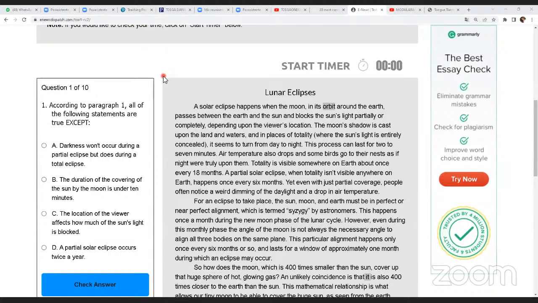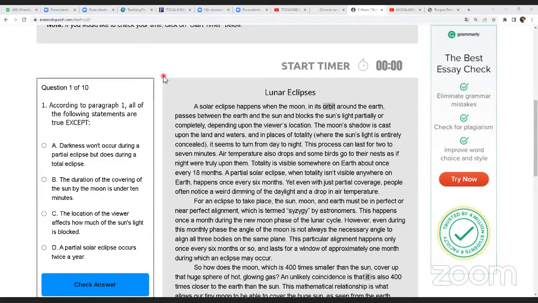A partial solar eclipse, when totality isn't visible anywhere on Earth, happens once every 6 months. Yet even with just partial coverage, people often notice a weird dimming of the daylight and a drop in air temperature.